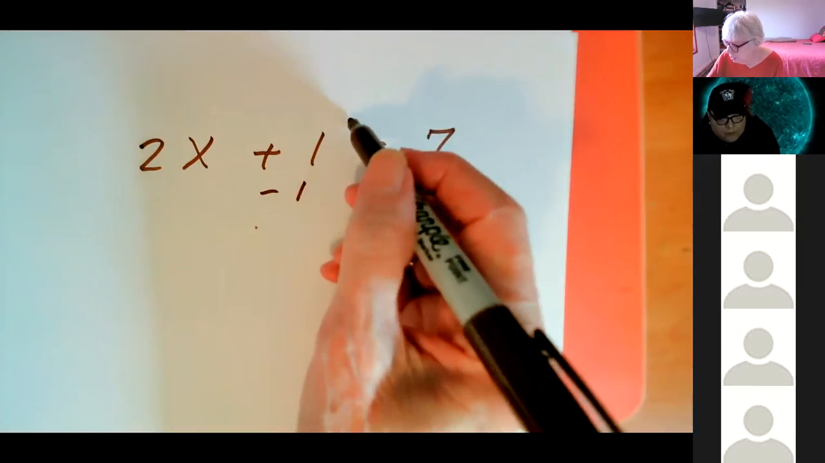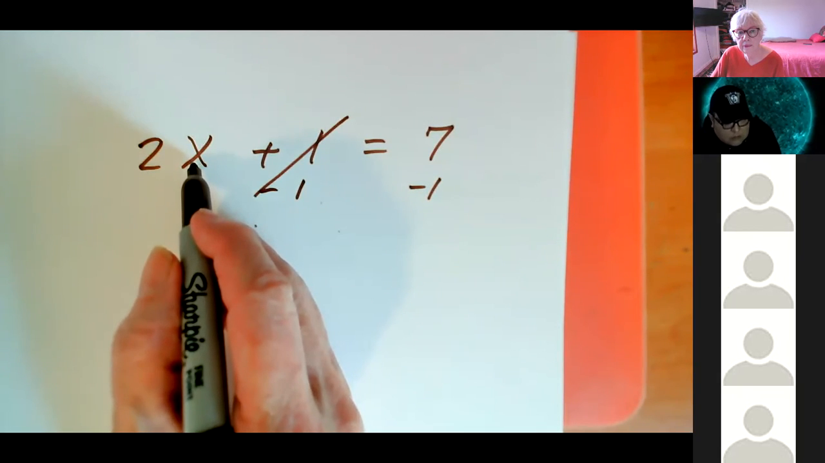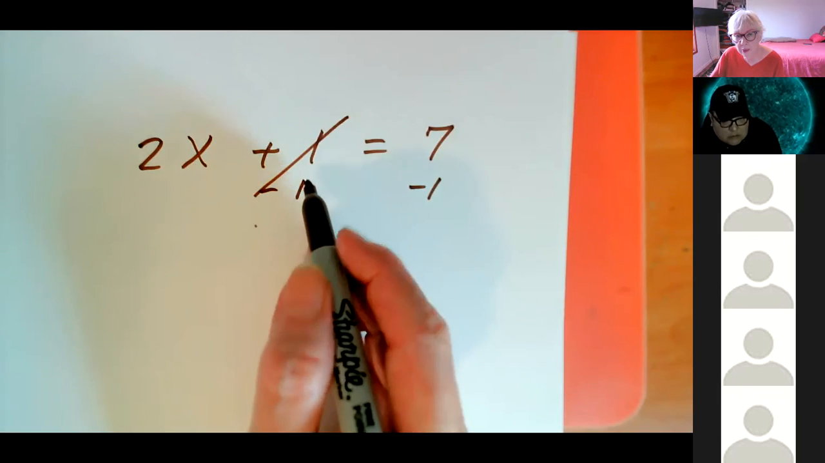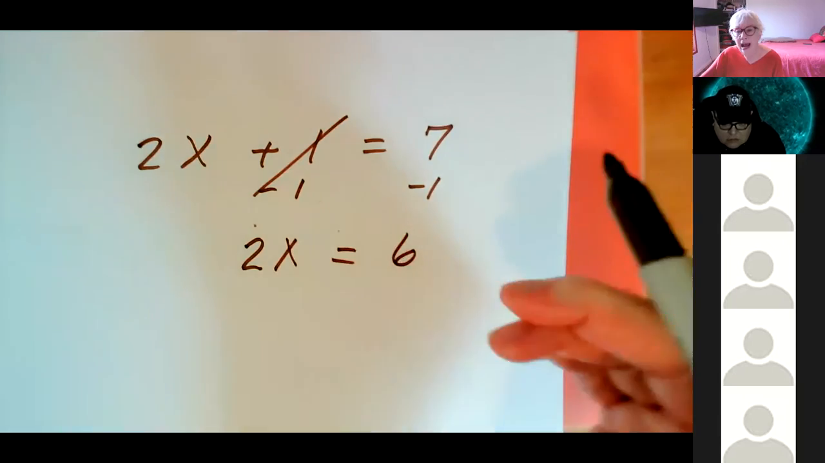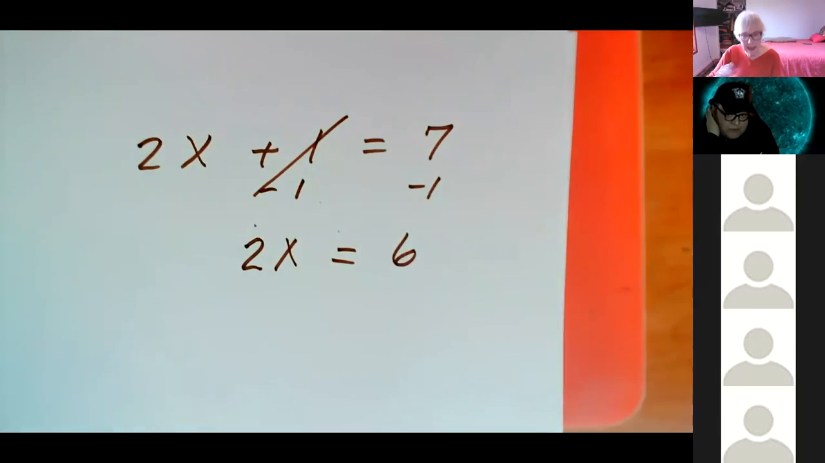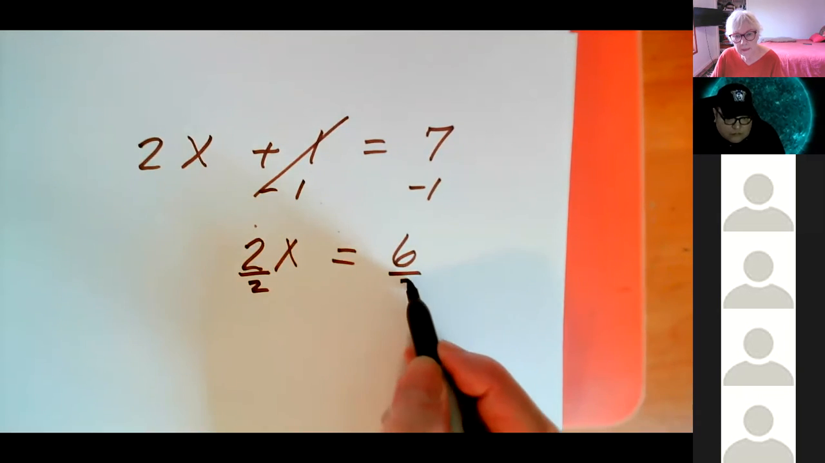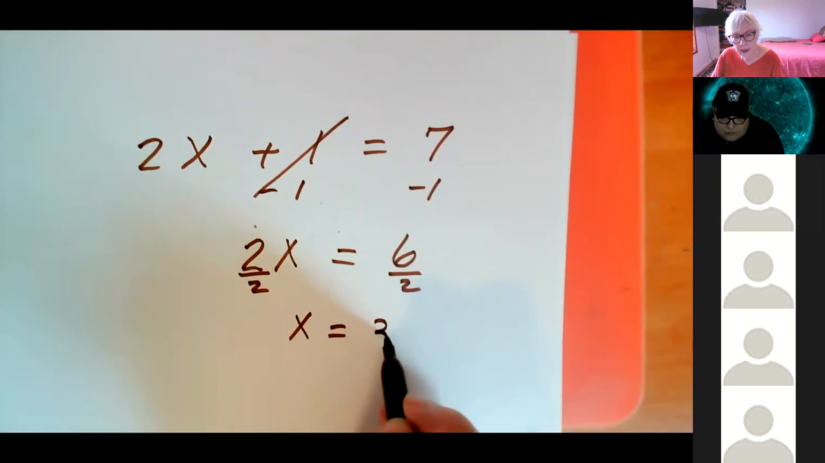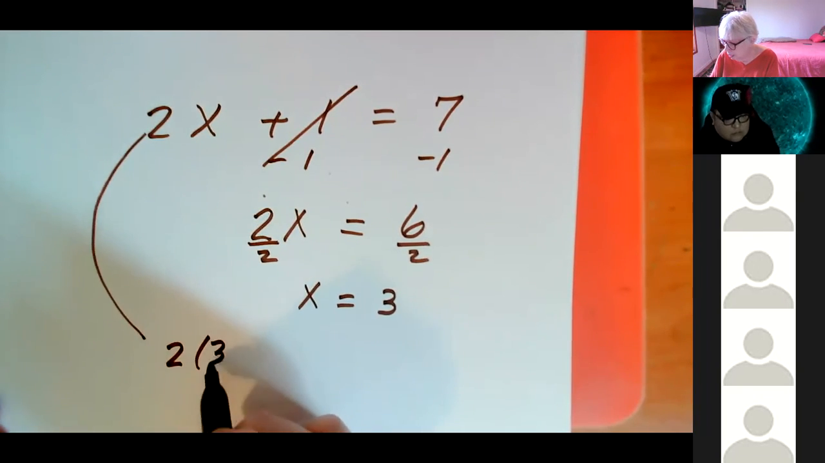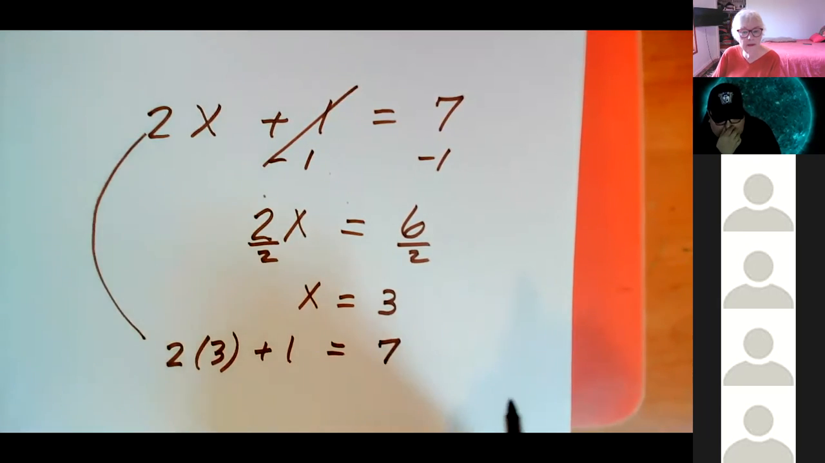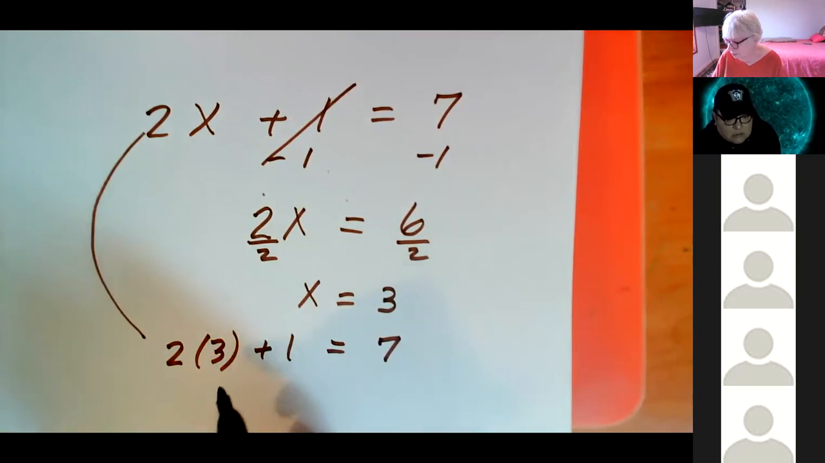Okay. So what is left? 2x. This is 0. So what's left is 2x equals 6. Every time you improve this problem, it gets easier and easier. Now you would use the divide. And you would go x is 3. Any questions? 2 times 3 plus 1. Does that equal 7? It does, doesn't it?